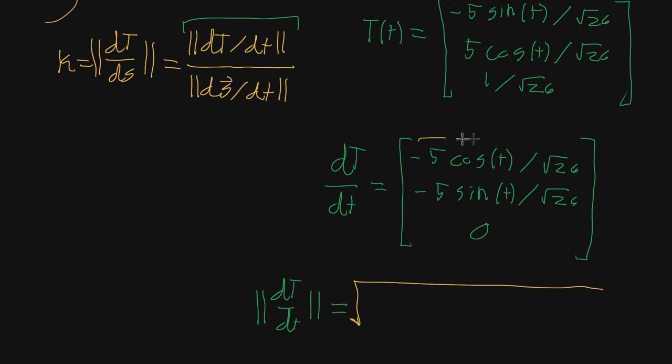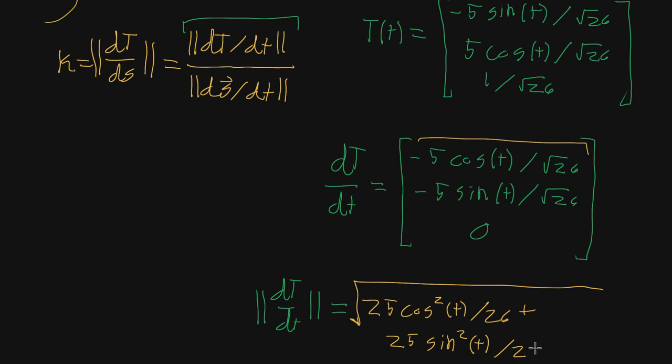So the square of that first component is going to be 25 multiplied by cosine squared of t, all divided by 26, right? Because the square of the square root of 26 is 26. And then we add to that 25 times sine squared of t, also divided by 26.